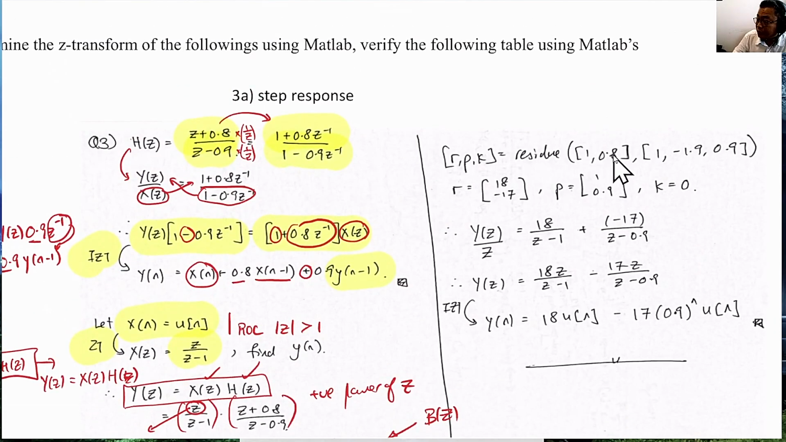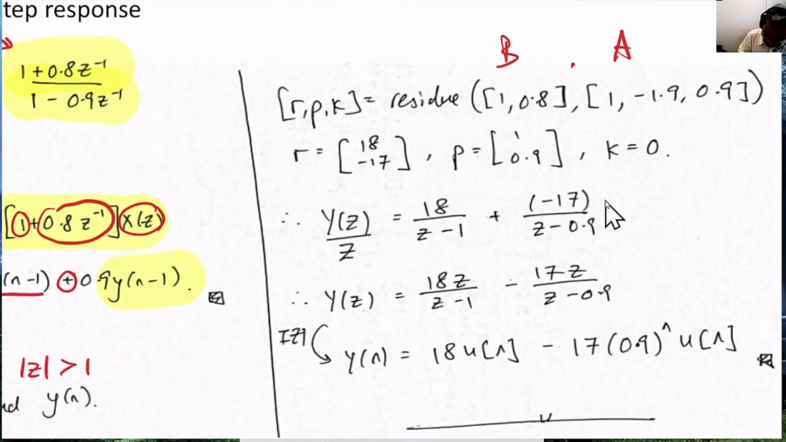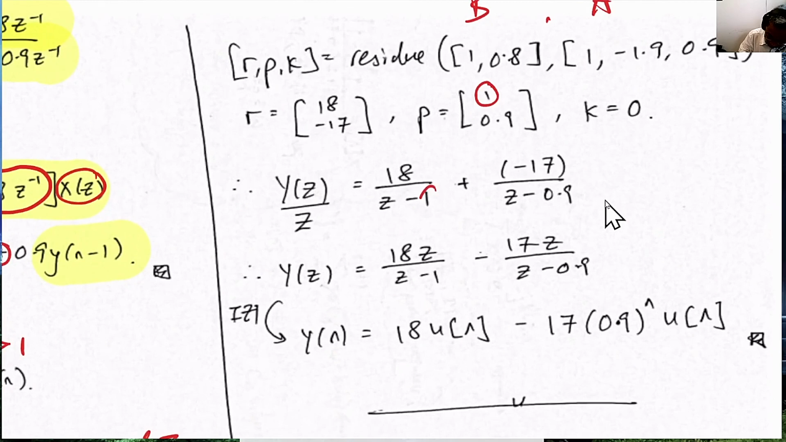So we use residue of b and a, the two arrays, to get RPK, and we get it in this form. 18 and minus 17 for r, p is 1 and 0.9. So what does p mean? So this becomes p.